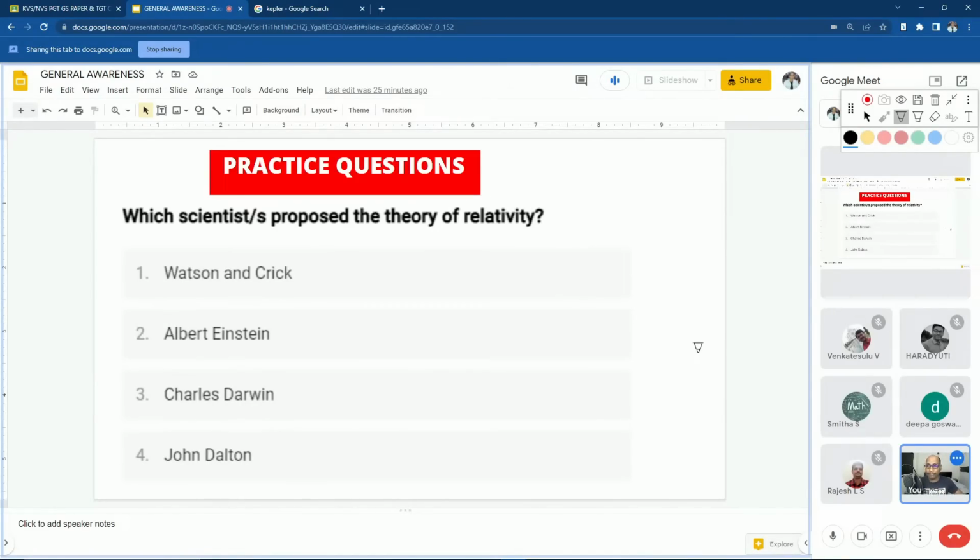Venkatesh sir, easy question, I suppose. Which scientist proposed the theory of relativity? Watson and Crick, Albert Einstein, Charles Darwin, or John Dalton? Who proposed the theory of relativity, Venkatesh sir? I don't know, sir. What about others? Sir, Einstein. Albert Einstein, theory of relativity. And Charles Darwin, origin of species. Albert Einstein is the theory of relativity.